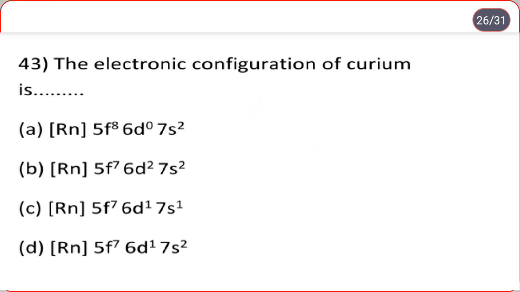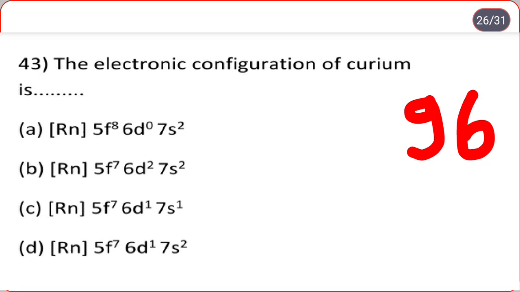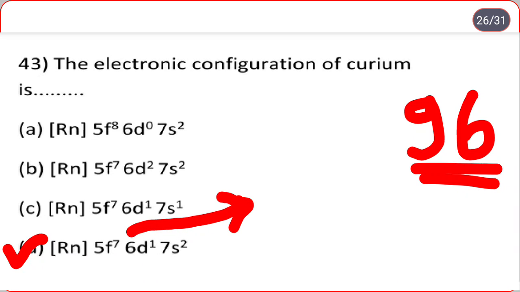The electronic configuration of curium is... So curium has atomic number 96. So the correct option is option D, radon core 5f7, 6d1, 7s2. It acquired half-filled electronic configuration, half-filled stability. Okay.